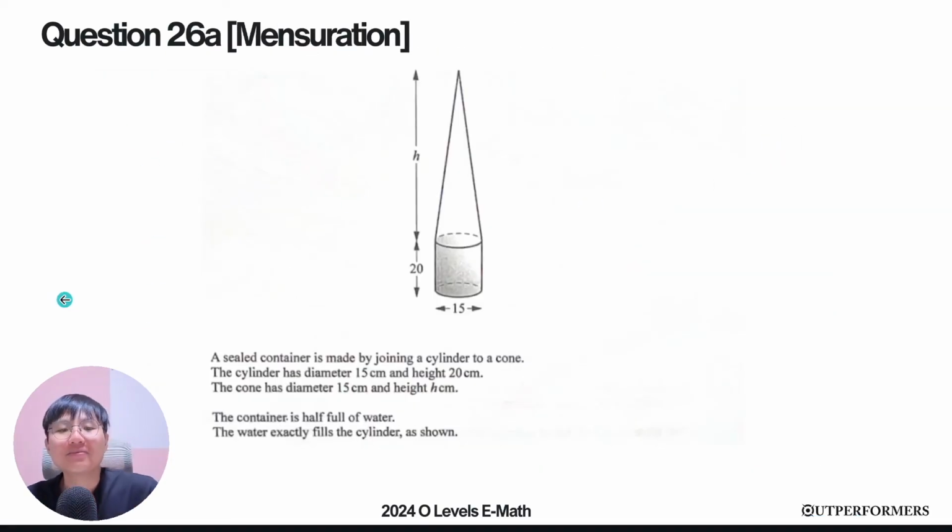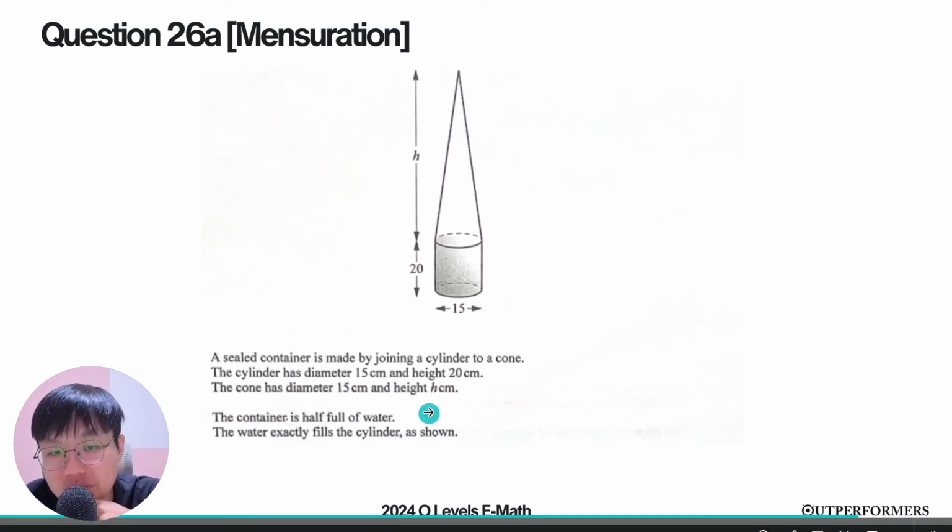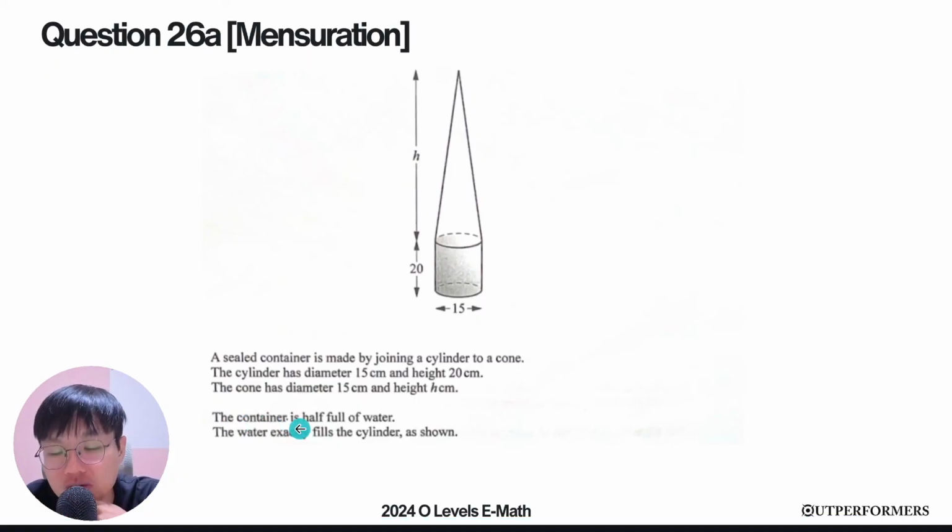All right, moving on to question 26a first. 26a itself, we have one diagram, B has a separate diagram. So that's why I want to specifically put this one over here. And for A, we are focusing more on the mensuration aspect. So this question gave us a cone and a cylinder with the dimensions that's given to us right here. They already label it for us. So one very important information here is that the container is half full of water.